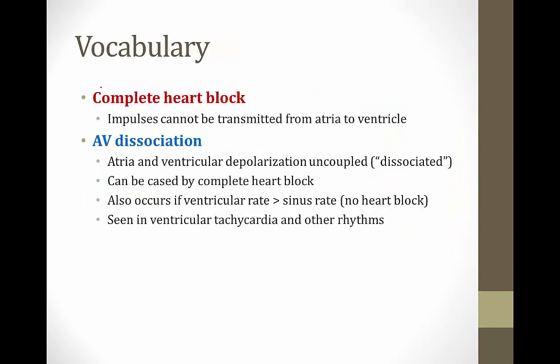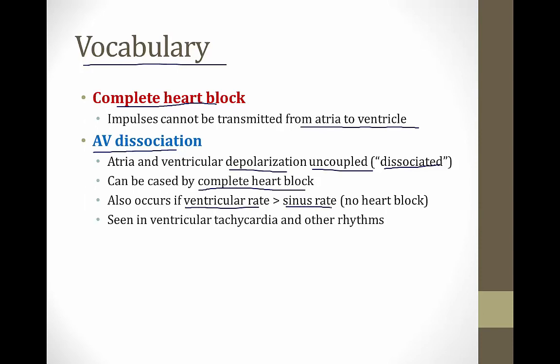There is some important vocabulary you need to understand around AV blocks. When we say that a patient has complete heart block, we mean that impulses cannot be transmitted from the atria to the ventricles. This is what we saw in the examples of third-degree heart block a few slides ago. When we say there is AV dissociation, we mean the atrial and the ventricular depolarization have become uncoupled or dissociated from one another. This can be caused by complete heart block, as we saw in those examples of third-degree heart block. However, it can also occur if the ventricular rate gets higher than the sinus rate in absence of heart block, and this is seen in ventricular tachycardia and some other tachycardias.